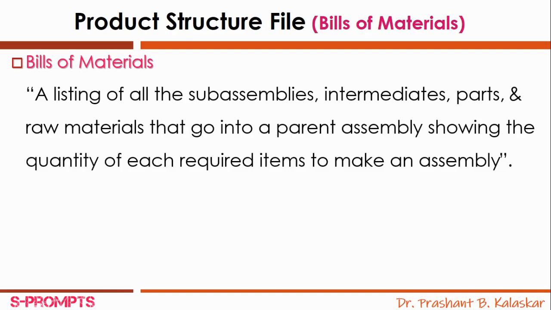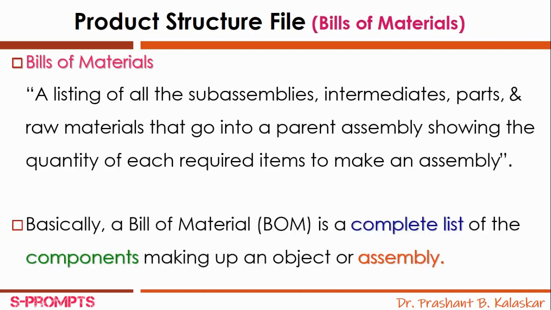Let us try to understand what is bill of material from its definition. Bill of material is a list of all the sub-assemblies, intermediates, parts and raw materials that go into a parent assembly, showing the quantity of each required item to make the assembly. Simply, bill of material is a list of all required materials used in production of a final product. Thus, we can say bill of material is a complete list of all components which will be required to produce that assembly or final product.